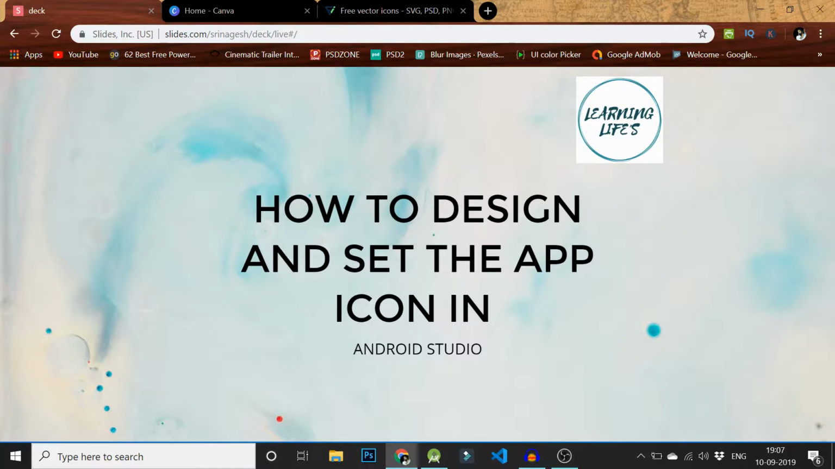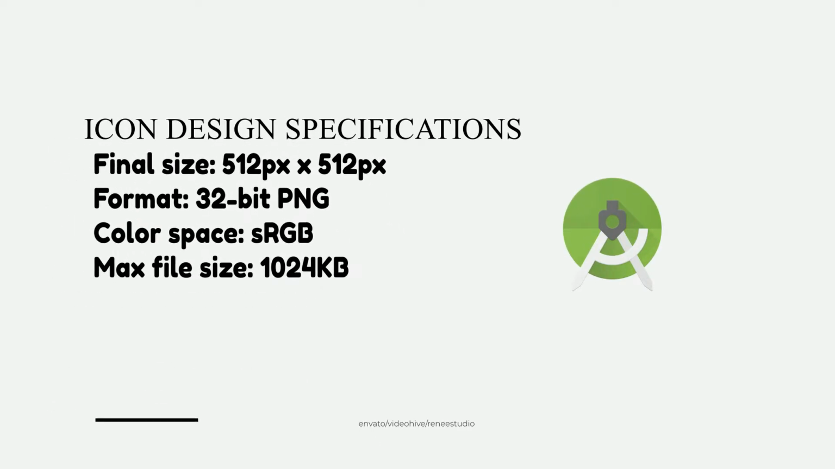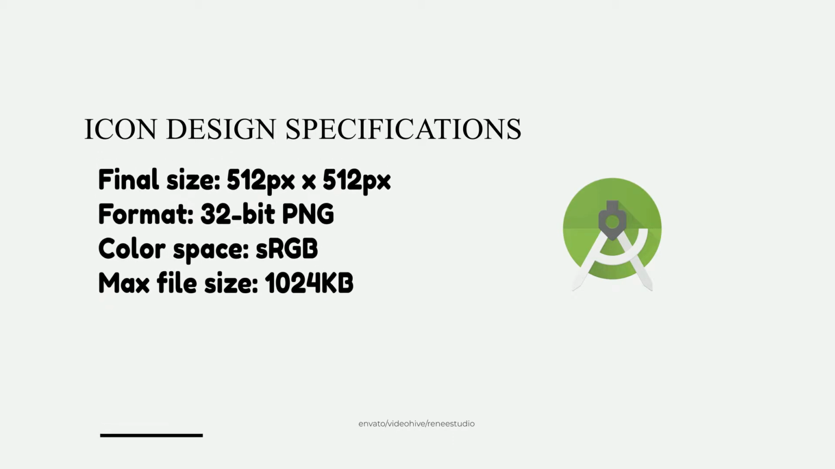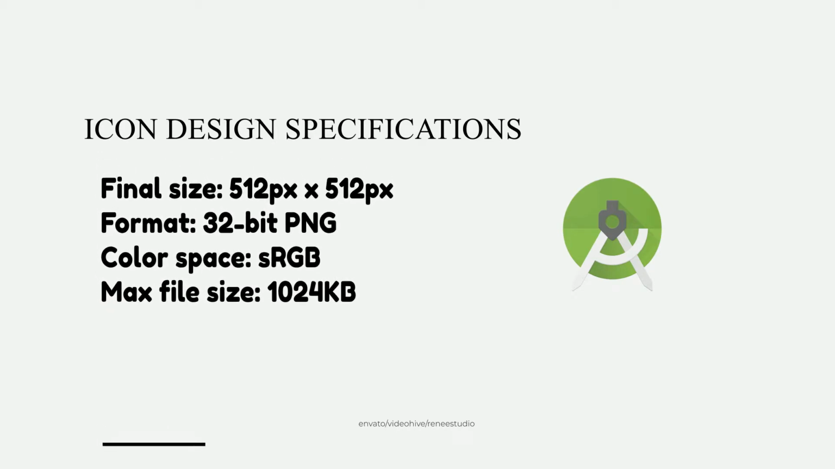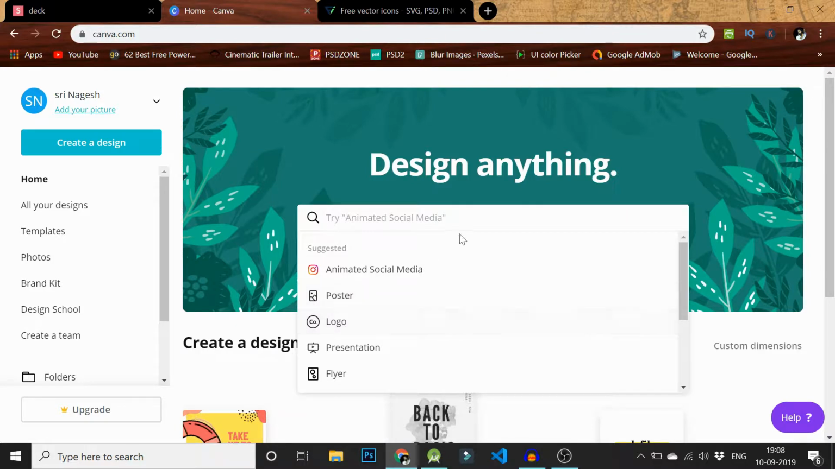In this video I will explain how to design and set the app icon in Android Studio. So let us see the design specifications. These are the specifications that you need in order to design an app icon. We are not graphic designers, right? So we need some tools to design the icon. I will explain one website where you can create logos. That is canva.com. Search for canva.com in Google and log in here.